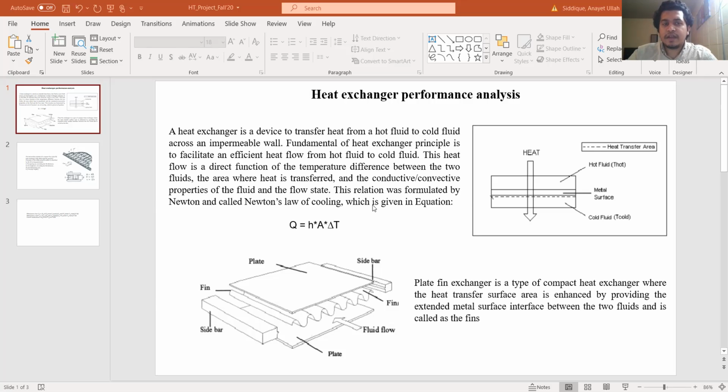This heat flow is a direct function of the temperature difference between the two fluids, the area where heat is transferred, and the properties of the fluid and the flow state. This relation was formulated by Newton's law of cooling, which we can easily express by this equation. Here we see that it depends on some parameters: h is the heat transfer coefficient, A is the heat transfer area, and ΔT is the temperature difference.